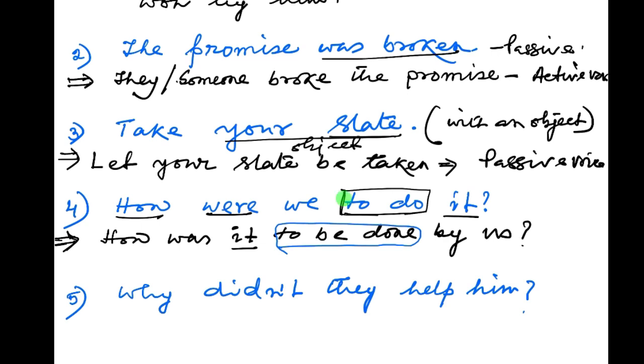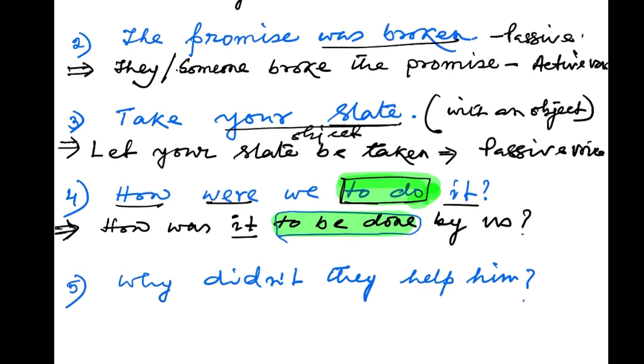Okay, so this one is the infinitive, a non-finite verb. "To do" — you will get this in the chart of the non-finite verb, passive voice in the non-finite verb. Here it will be "to be done." Okay, "to do" will be "to be done." How was it to be done by us?